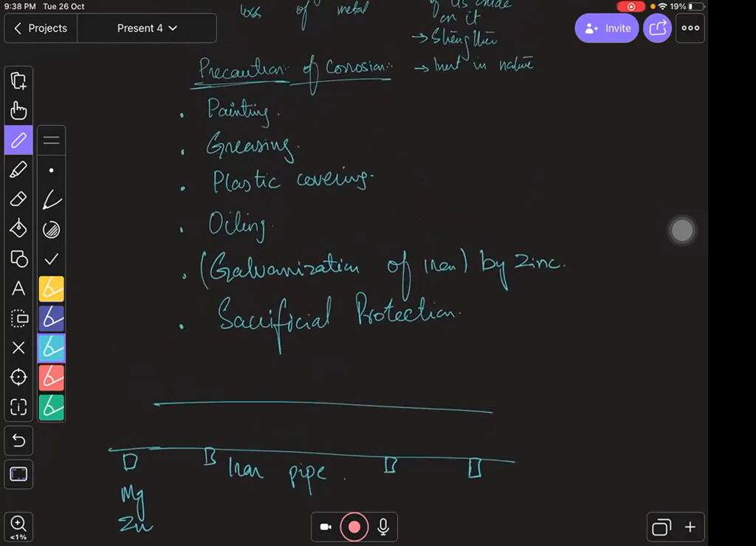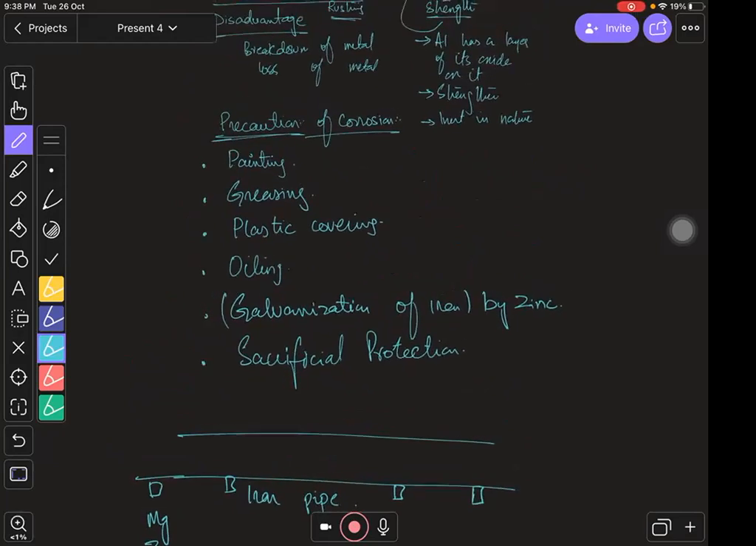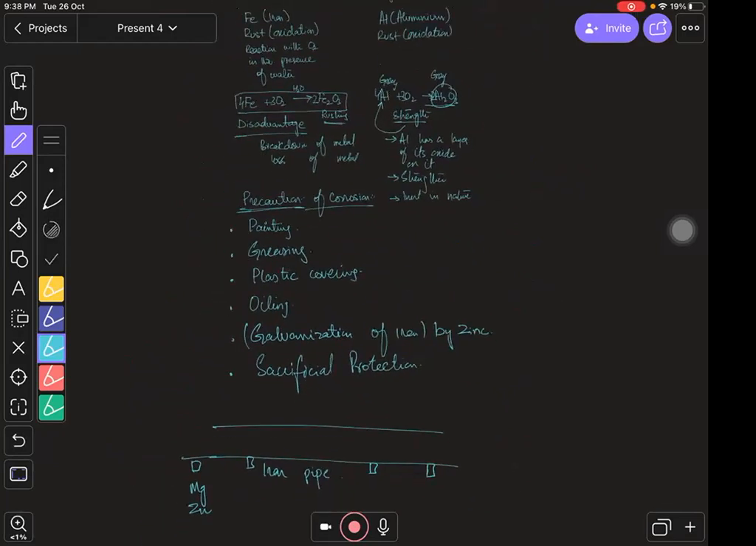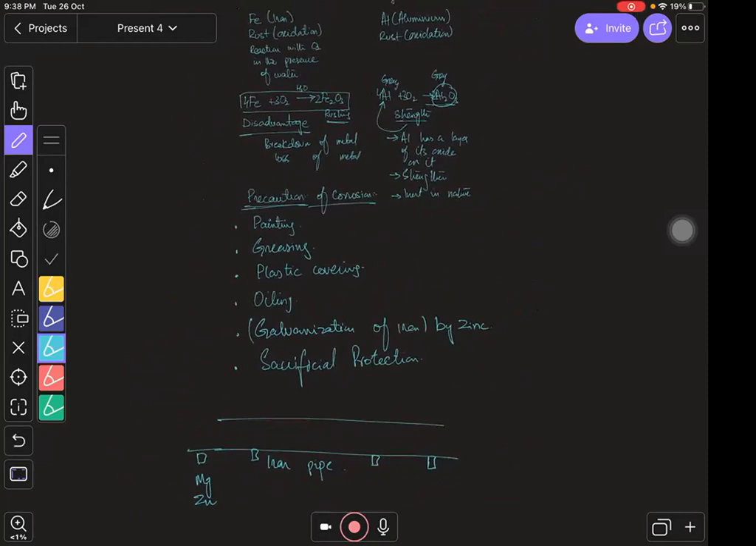You can take a picture of this as well. It is also very important. Just take a picture of this. You need to learn each and every piece of information that I gave you here. All the information is quite important for paper 1 and paper 2.